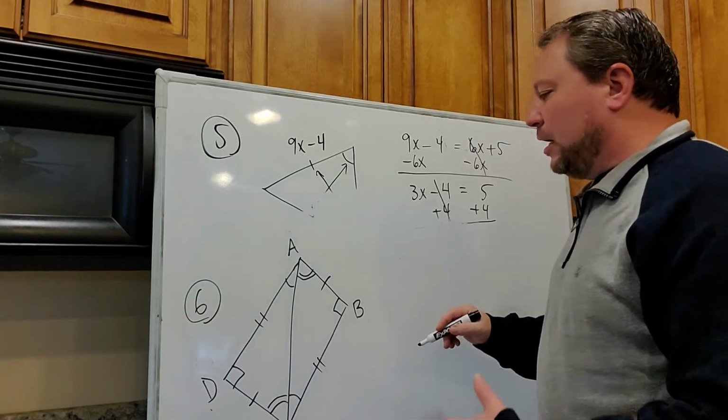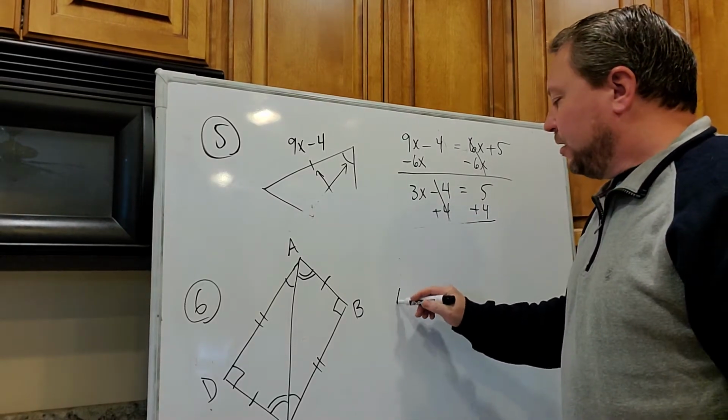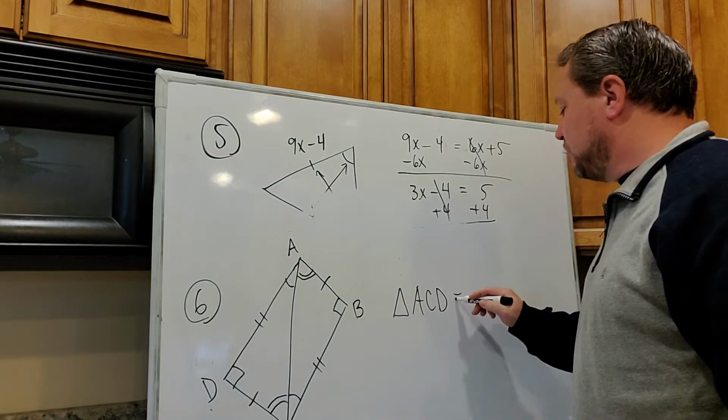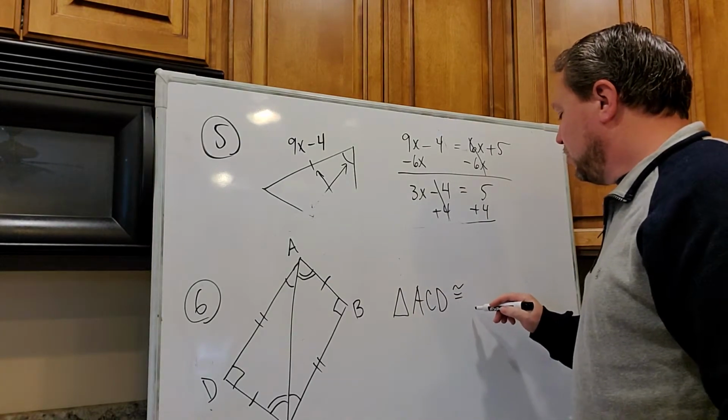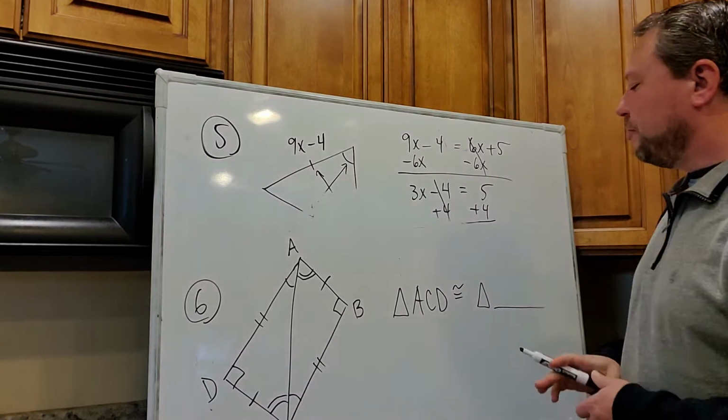Okay, and they have a congruence statement about the triangles that's being made. They've already written the first part. They say triangle ACD is congruent to, and you're supposed to fill in the blank here with the other triangle.